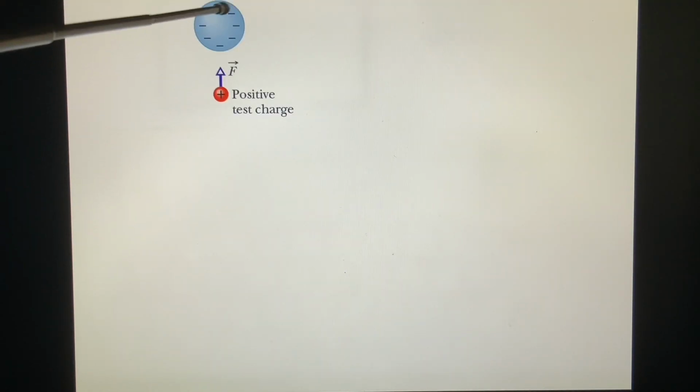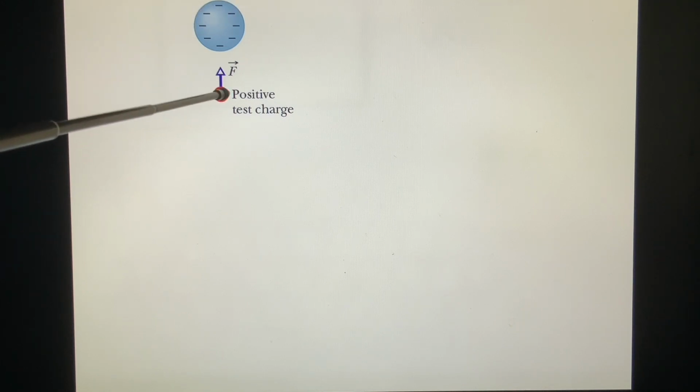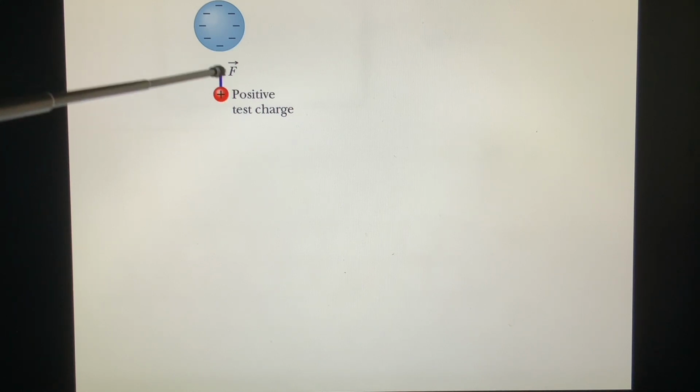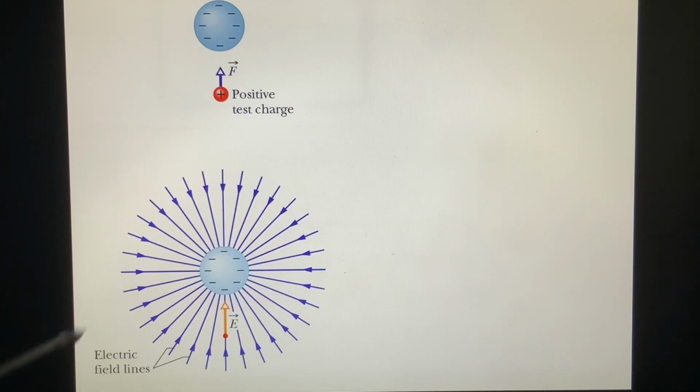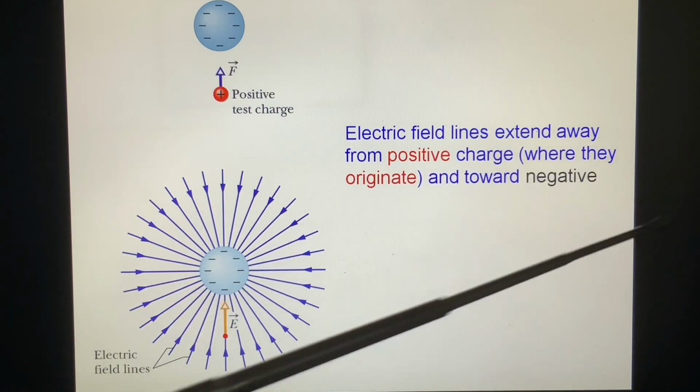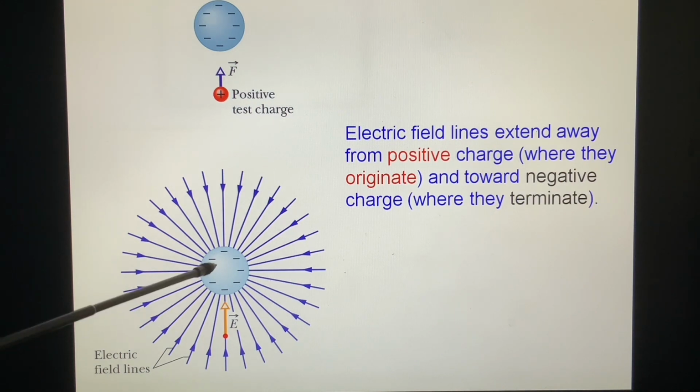Look at this negative charge. This is a positive test charge. We put it here, and it is attracted. So this is the direction of F, and we see this is the electric field line. F is toward the negative charge. Electric field lines extend away from the positive charge where they originate and towards the negative charge where they terminate. This is the electric field produced by charges.